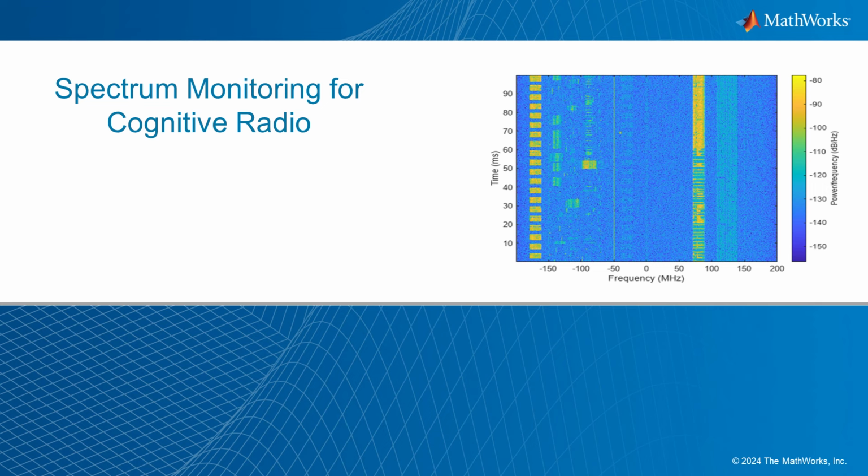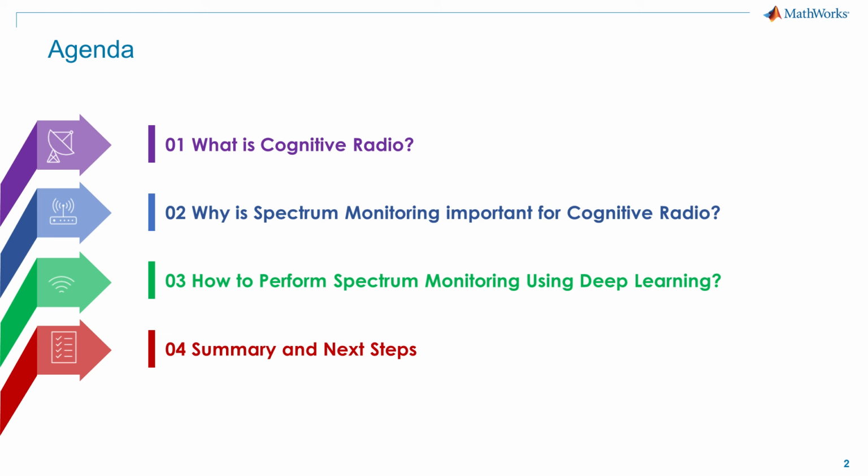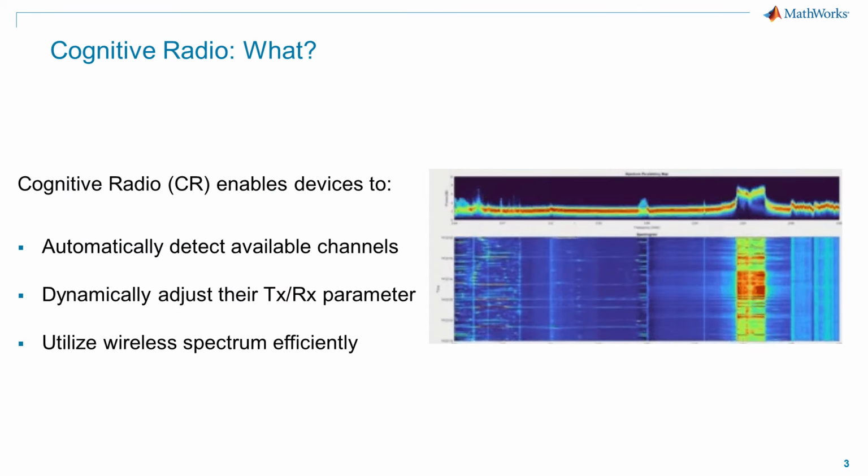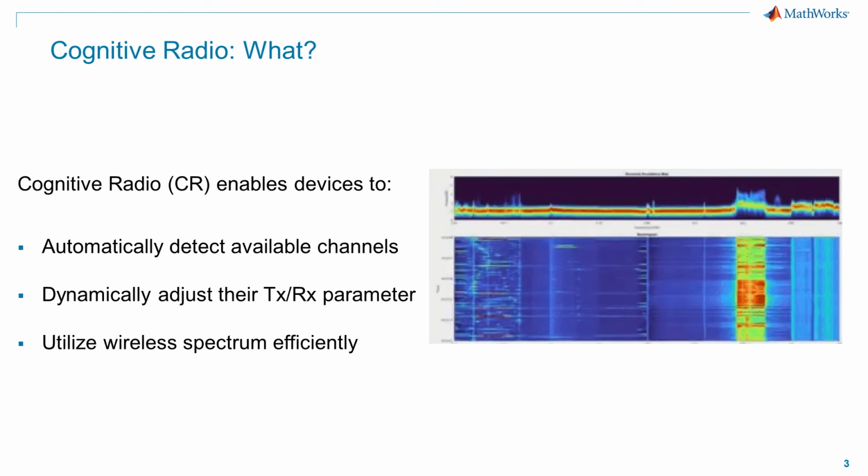Let's talk about spectrum monitoring for cognitive radio. Here, we'll explore the crucial role of cognitive radio in wireless communications and the importance of spectrum monitoring for cognitive radio. We'll also demonstrate an application of spectrum monitoring using deep learning in MATLAB, followed by key insights and next steps.